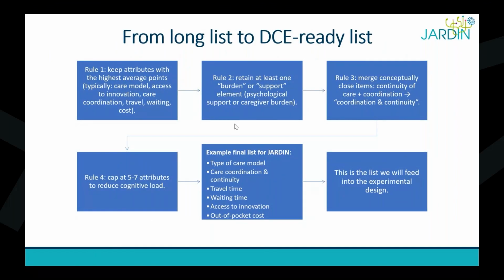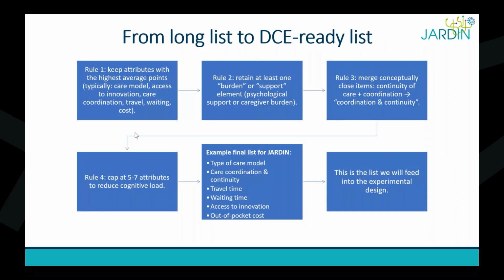Yeah, and then there are some rules. We keep the attributes with the highest mean or average points. And if we think some of the attributes are important, like burden or support, for instance, then we retain them. Sometimes we merge conceptually similar attributes, for instance, coordination and continuity of care might be merged. The other rule is we have to limit the number of attributes, 5 to 7, 4 to 7, and so on, because we want to make the design manageable and reduce cognitive load. Otherwise, if we increase the number, it would be really difficult for the respondents to compare all the attributes and make the required trade-offs.